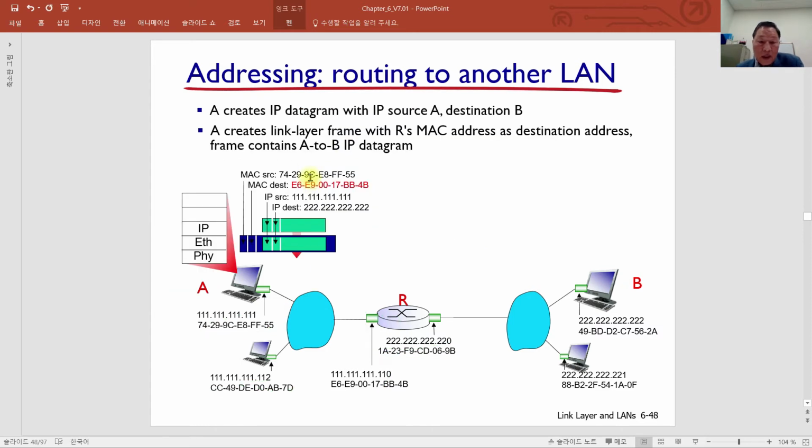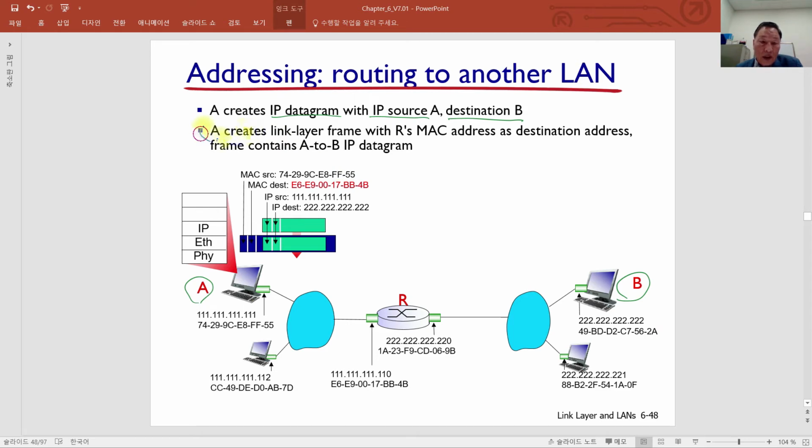Then this one is explaining a little bit more into this frame, including that format field. A creates an IP datagram with IP source A. Let's look at addressing routing to another LAN. This one is using the Ethernet frame format, and some fields are filled with values about this address and also the IP address. Okay, let's follow this one. A creates an IP datagram with IP source A and destination B. Here A, this one is B, as we learned in the previous slide.